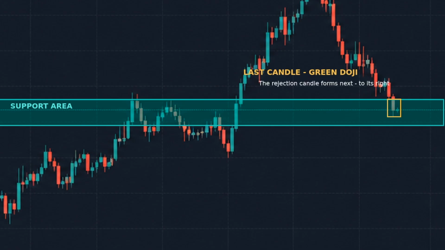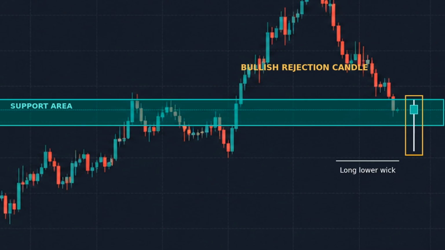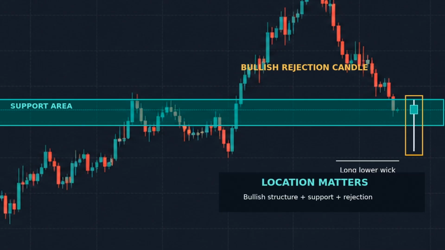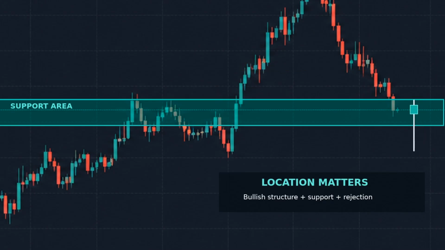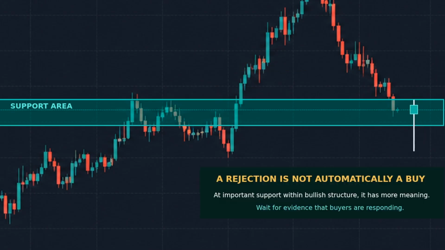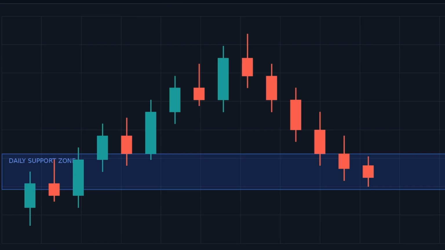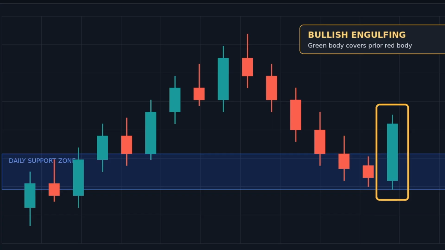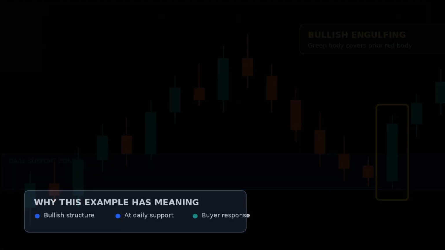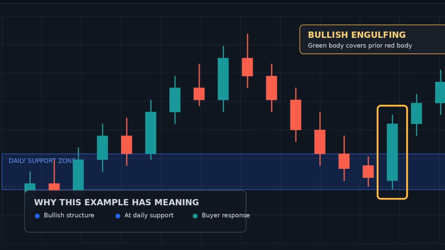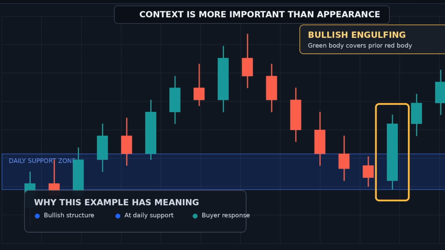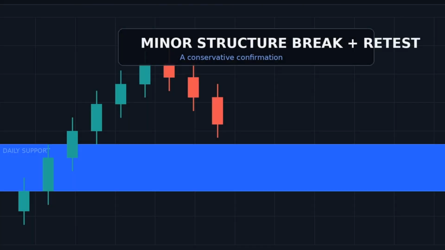However, a rejection candle in the middle of nowhere is not automatically a buy signal. Its location matters. A bullish rejection at an important support area within bullish market structure has much more meaning than the same candle appearing after an extended move or directly beneath resistance. A bullish engulfing candle occurs when buyers produce a strong candle that covers the body of the previous bearish candle. Again, context is more important than appearance. The candle becomes useful only when it supports the broader story being told by structure and location.